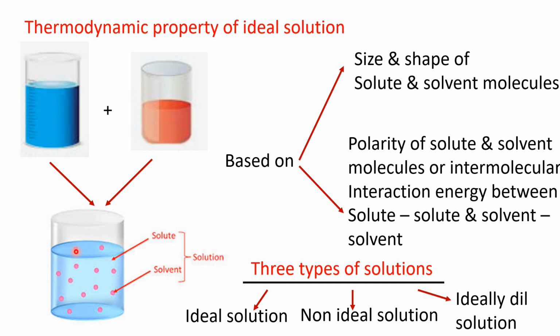Now, when this solution is formed, solute molecules enter between the solvent molecules. So, based on the size and shape of these solute molecules and solvent molecules, whether they are identical or not, and also the interaction energy between the solvent-solvent and solute-solute molecules, the solutions are of three types. We can classify them into three types: ideal solution, non-ideal solution, and ideally dilute solution.